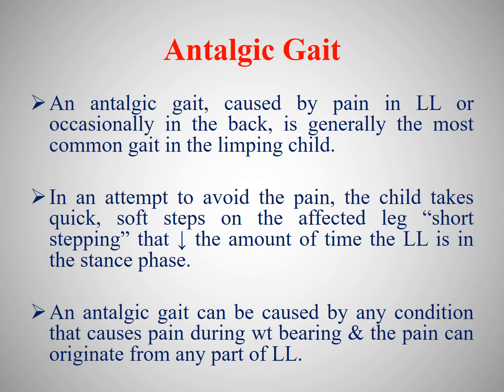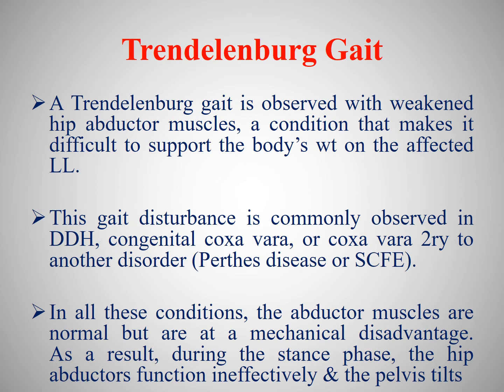Antalgic gait. It's caused by pain in the lower limb or occasionally in the back. It's generally the most common gait in the limping child. In an attempt to avoid the pain, the child takes quick soft steps on the affected leg, what's called short stepping gait, that decreases the amount of time the lower limb is in the stance phase. An antalgic gait can be caused by any condition that causes pain during weight bearing, and the pain can originate from any part of the lower limb.